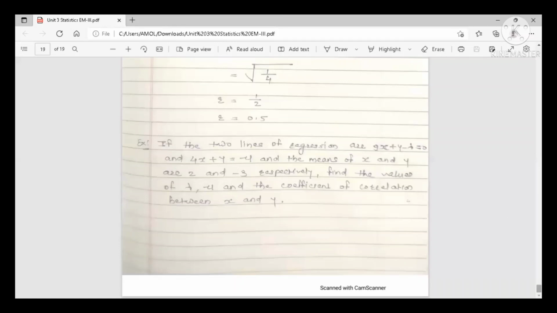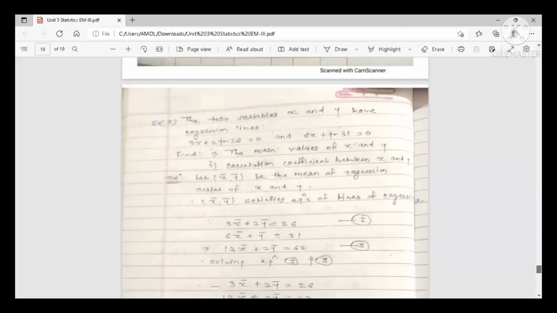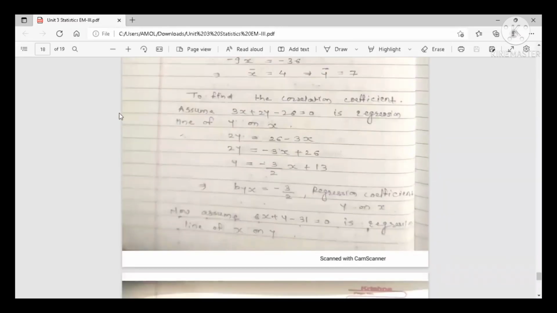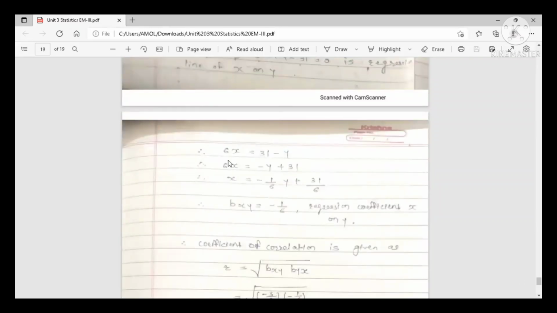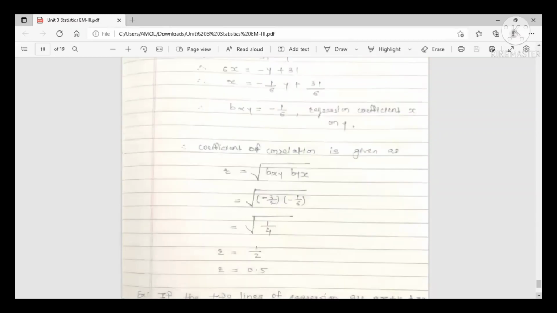So these are the examples on regression lines. Try to solve this homework example. Here you remember that when we consider the regression line of y on x, then in that case we find the value of y, and when we find the value of y, the coefficient of x is nothing but your byx, the regression coefficient y on x. And when we assume the regression line of x on y, then in that case we find the value of x. And when we find the value of x, then the coefficient of y, the constant value with y, is nothing but your regression coefficient x on y, which means bxy. And bxy into byx, you do the multiplication and then you take the square root. That will be your coefficient of correlation.